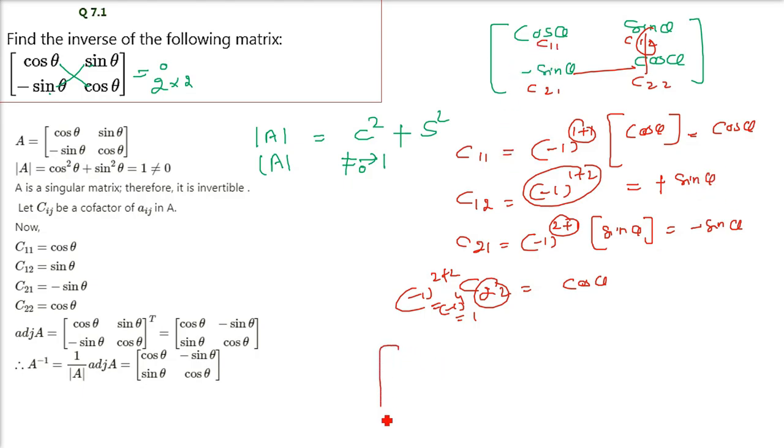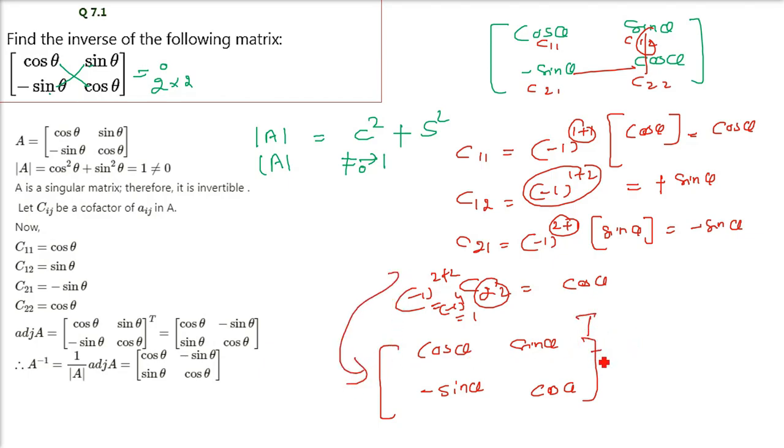In place of C11, write cos theta. In place of C12, write sin theta. In place of C21, it will be minus sin theta. And C22 is going to be cos theta. Okay, now this is a cofactor matrix.